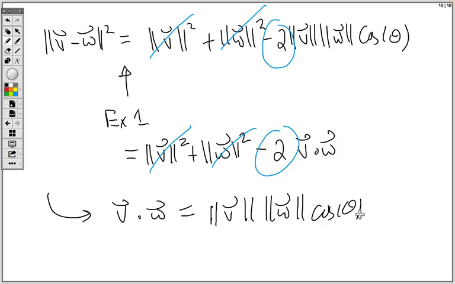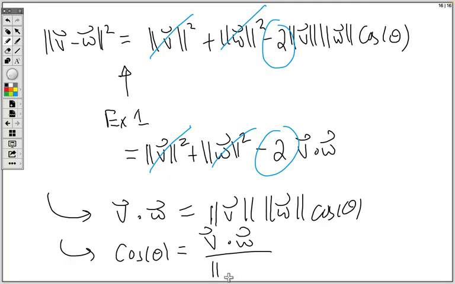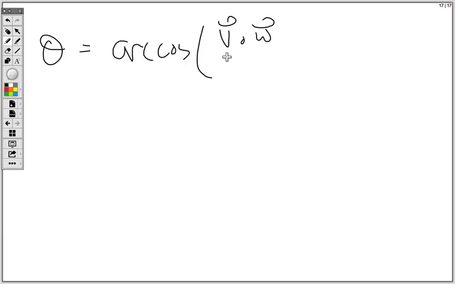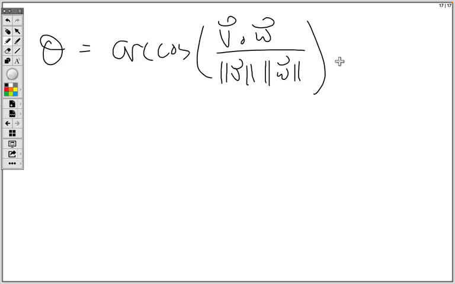Okay. Now, because the angle between two vectors is defined to be between 0 and pi, we can solve this equation for cosine of theta, v dot w over length of v, length of w, and then we can take the arc cosine of both sides to actually get what theta is. Once again, it depends on how much you want to remember. Theta would actually be the arc cosine of v dot w over length of v, length of w. So that's how you can get the angle between two vectors in one fell swoop.